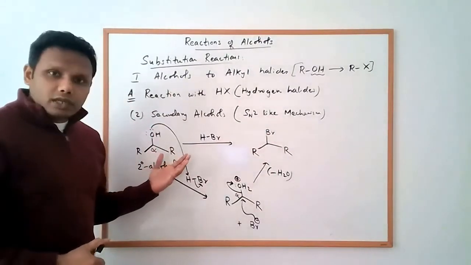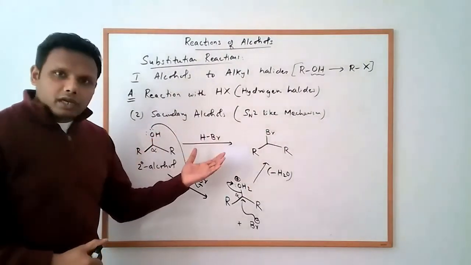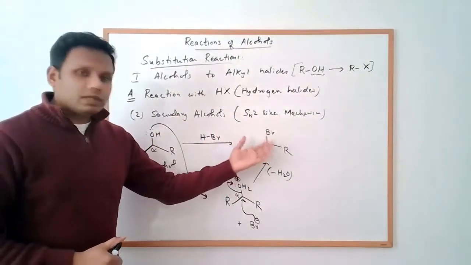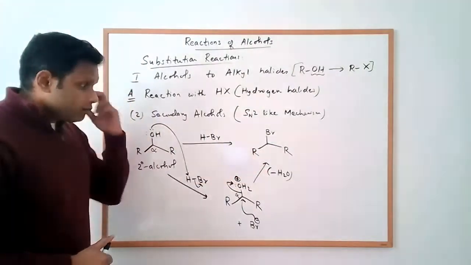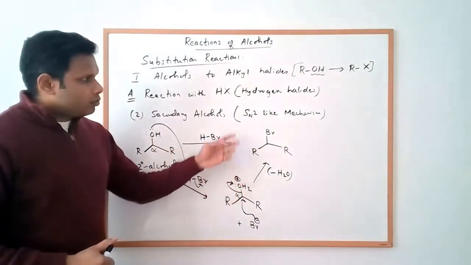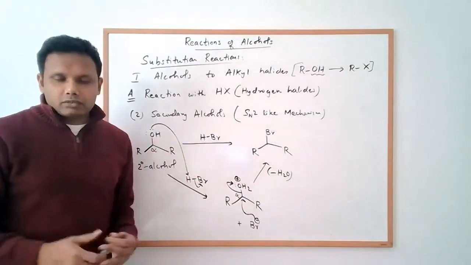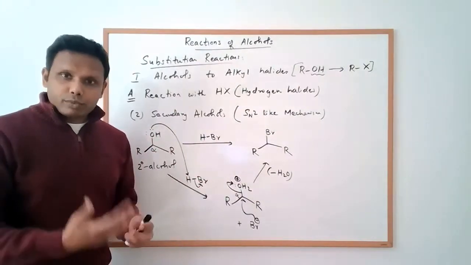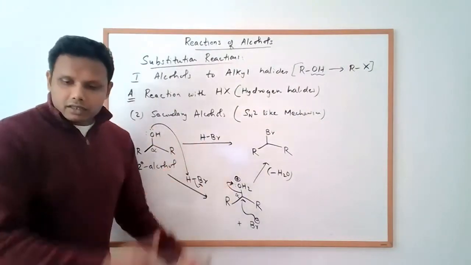So any secondary alcohol, when you react it with the hydrogen halide, is still going to give you the alkyl halide product, but the reaction proceeds via an SN2-like mechanism. That's the key difference. But in terms of the product that's formed, it is still an alkyl halide.